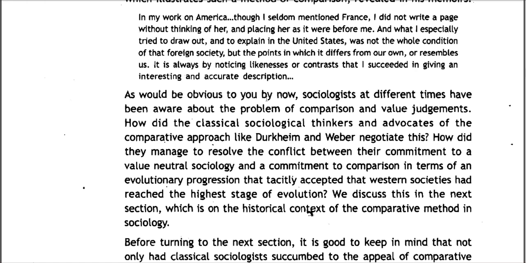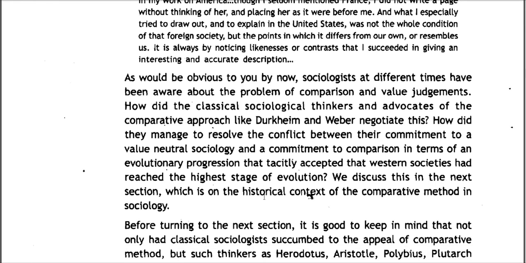As would be obvious to you by now, sociologists at different times have been aware of the problems of comparison and value judgment. How did the classical sociological thinkers and the advocates of the comparative approach, like Durkheim and Weber, negotiate this? How did they manage to resolve the conflict between their commitment to a value-neutral sociology and a commitment to comparison in terms of an evolutionary progression that tacitly accepted that Western societies had reached the highest stage of evolution? We discuss this in the next section, which is on the historical context of the comparative method in sociology.